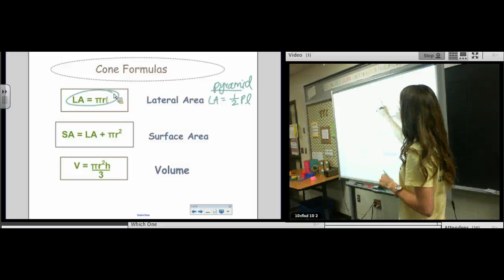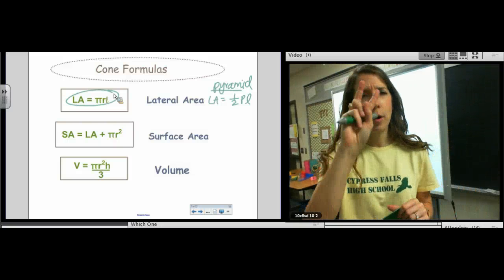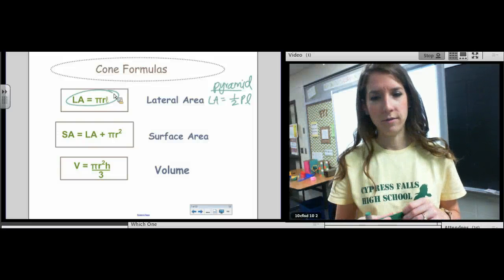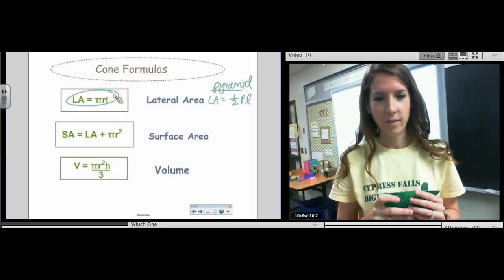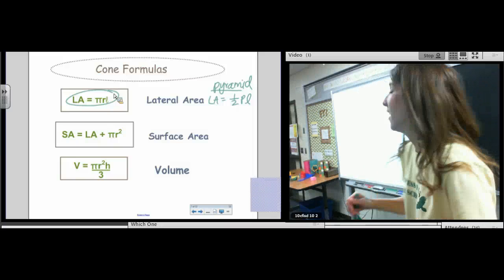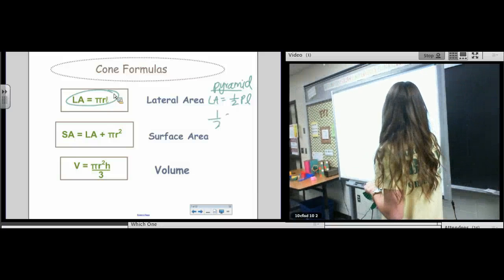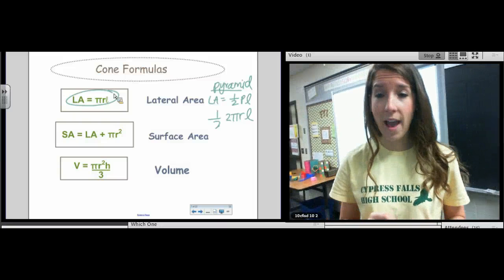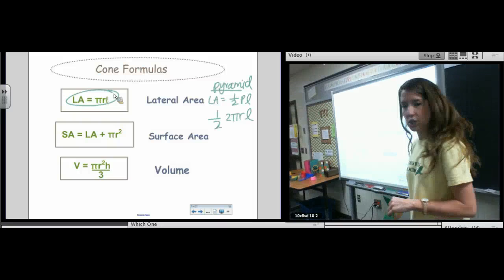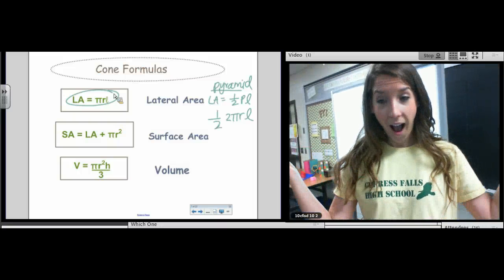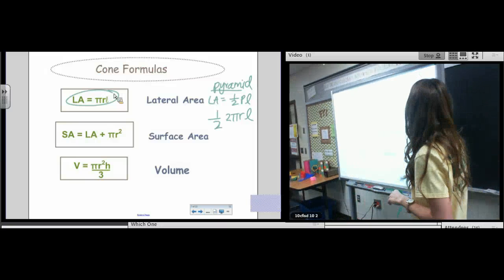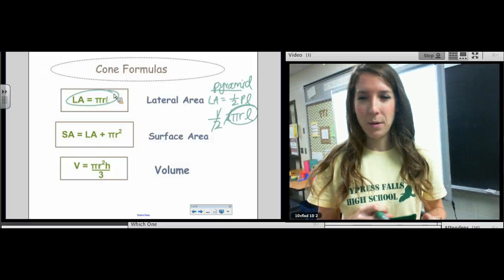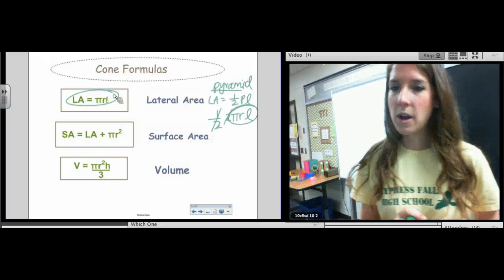Now, if we took that formula, what is the perimeter of a circle? 2 pi r, it's the circumference, yeah. So instead of P, I'm replacing it with 2 pi r. What happens to the 1/2 and the 2? Cool! They cancel, and what are we left with? Pi r L. So that's where that comes from, if you were wondering. It comes from the LA of a pyramid.